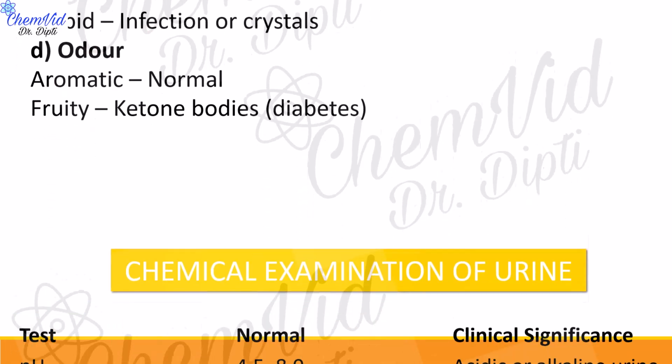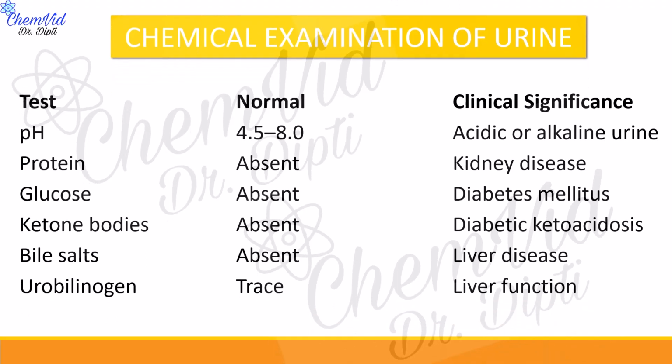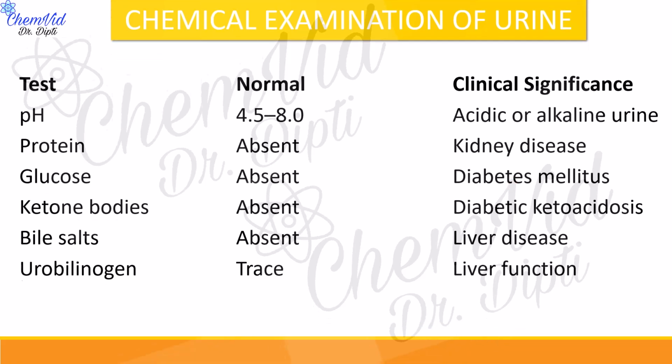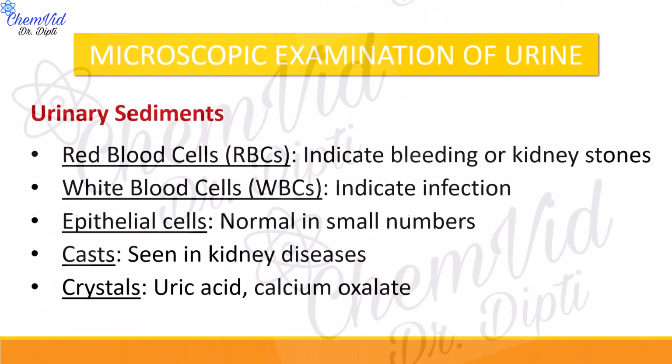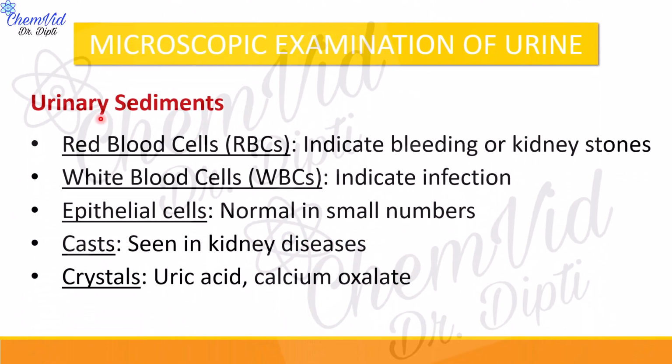Then coming on to the chemical examination of the urine, under the chemical examination you can draw a small table representing the different chemical parameters which can be measured, and here are the normal values and here is the clinical significance. Then coming on to the microscopic examination of urine, under microscopic examination you have to see the urinary sediments under the microscope. They may be RBCs, WBCs, epithelial cells, casts, and crystals.